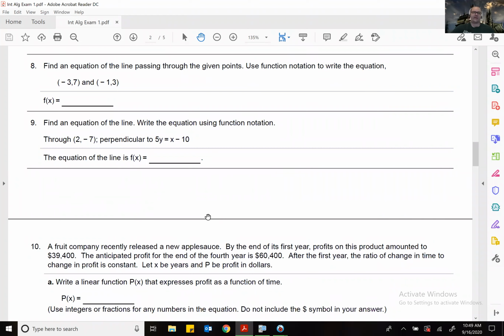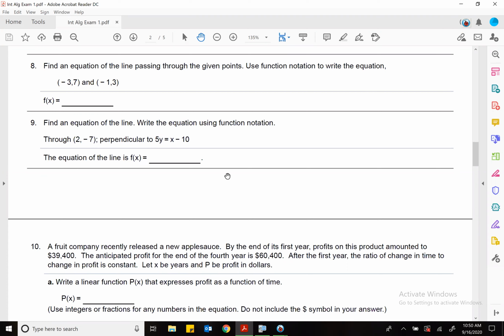As I talked about in my class, this is one of those most missed questions because it's like a word problem, and you all freak out on word problems. So it wants us to find the equation of a line. We're going to write it using function notation. That just means y equals, function notation, through the point 2 comma negative 7, perpendicular to 5y equal to x minus 10.